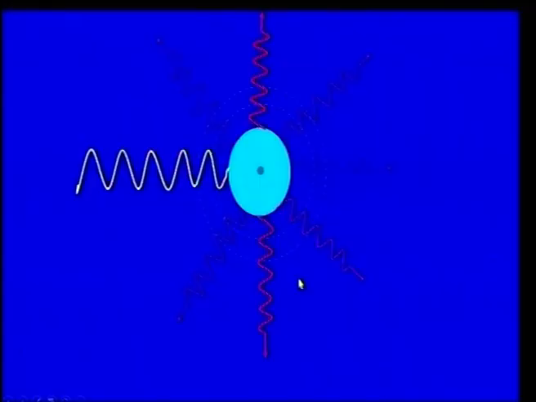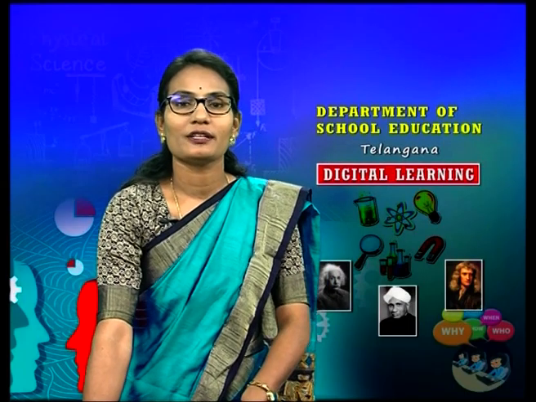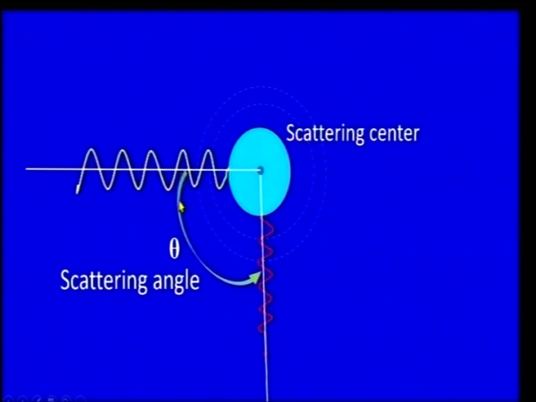Here these two scattered light rays are scattered at 90 degrees, and the remaining are at greater than 90 degrees and less than 90 degrees. That's why the intensity of these light rays is very less. Here, children, this is the angle between the incident light and the scattered wave, that is the scattering angle, and this atom is known as the scattering center.